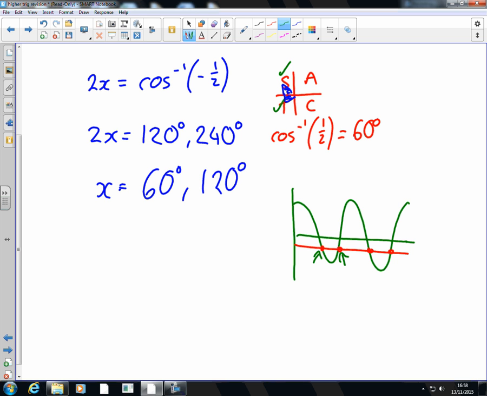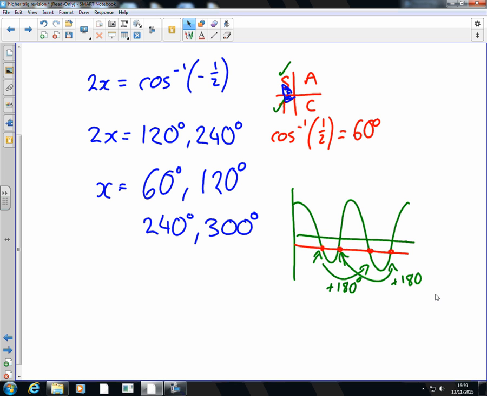But because it's a 2x graph, these answers will repeat every 180 degrees. Okay, so my last step to make sure I get all of the answers is to add on 180 to both answers. So it's going to give me 240 and 300.